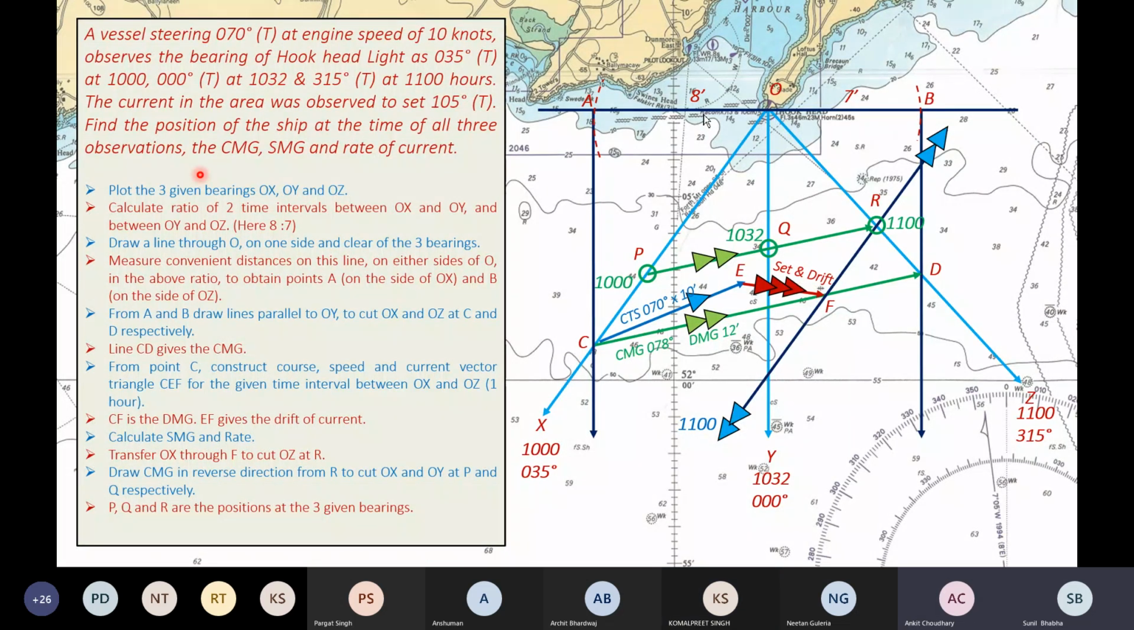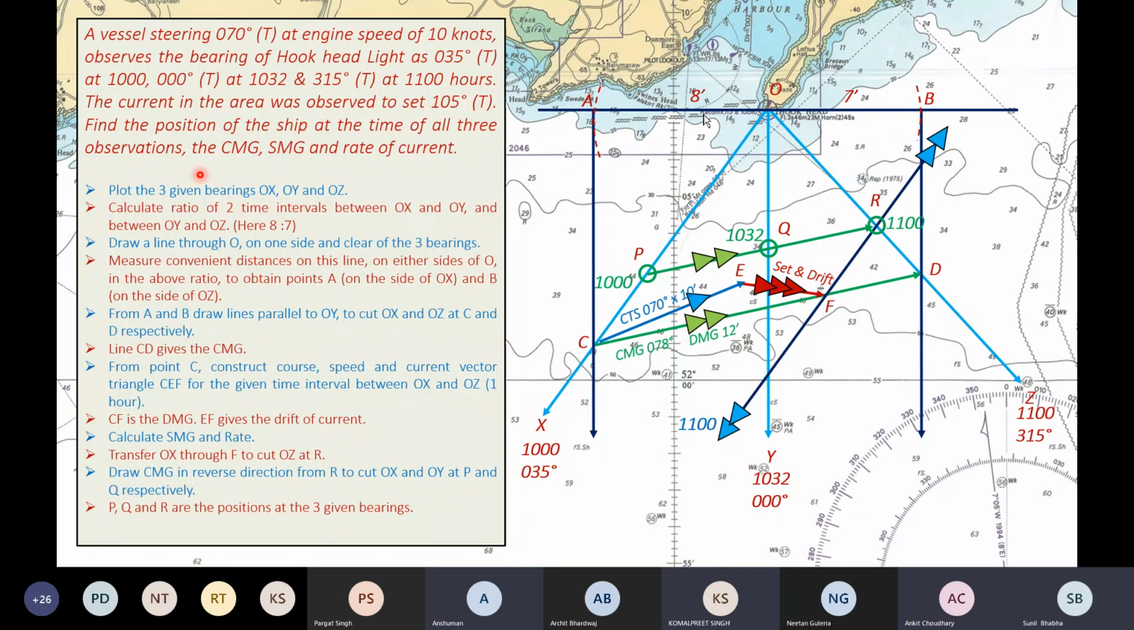That's right, beta. In running fix, as you rightly said, the only difference is that they will also tell us the rate of the current. Here you see, they have told us only the set of the current, not the rate. So if they tell us the rate also, then it will be a simple running fix question.